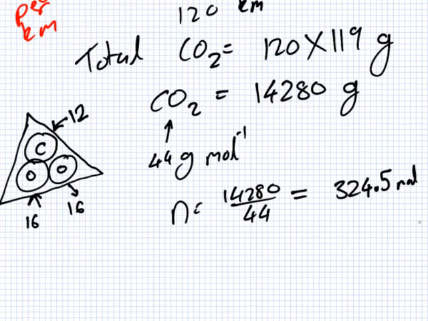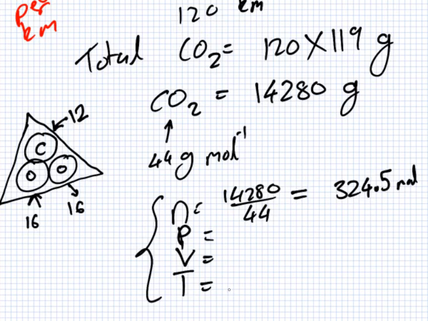Right. So, do we know the temperature? Yes, it's 10, so this will be 283.15 Kelvin. Do we know the volume? No, that's what we want. Do we know the pressure? No, but it should be about 1 atmosphere, 101.35 times 10 to the 3 pascals.